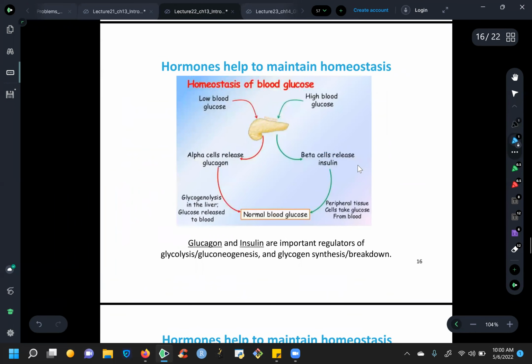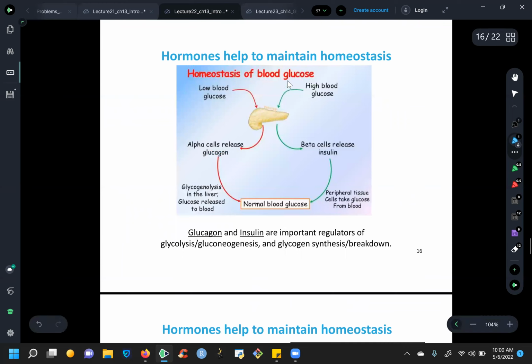Hormones help to maintain homeostasis. Homeostasis of blood glucose. You have low blood glucose, so the alpha cells release glucagon. So glucagon, you have gluconeogenesis in the liver that's making new glucose. Glucose is released into the blood and then you have normal blood glucose. So yeah, your body is always working, whether you have been starving for 20 hours or whether you are constantly eating, your body is always fixing it to where the amount of glucose in your blood remains the same.